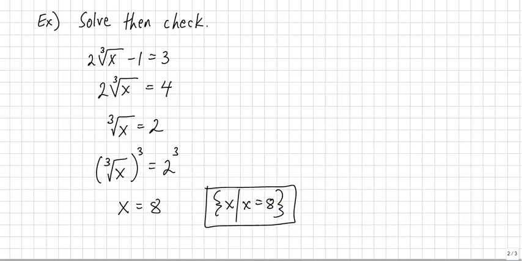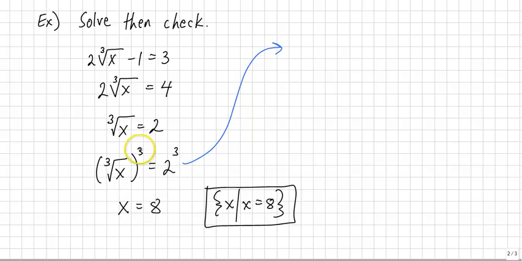Now on this one, let's take a second and make sure we understand why raising it to the third power works. Okay, so on this step right here, we raise both sides to the third power, and all of a sudden the radical disappears. So why is that true?